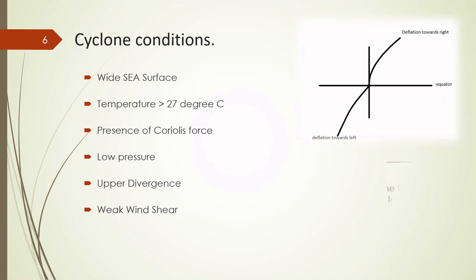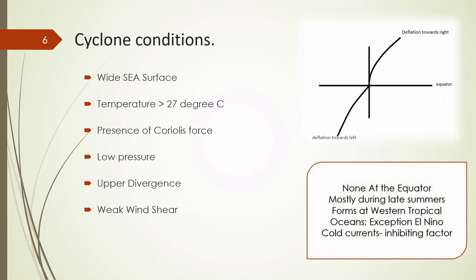Okay, and some major takeaways from this: you should know that no cyclone is formed at the equator, because Coriolis force is absent at the equator. Cyclones are mostly formed during late summers, and basically they are formed at western tropical oceans. It is because on the eastern side there is a presence of cold current. So mainly the tropical cyclones are formed at the western tropical oceans.